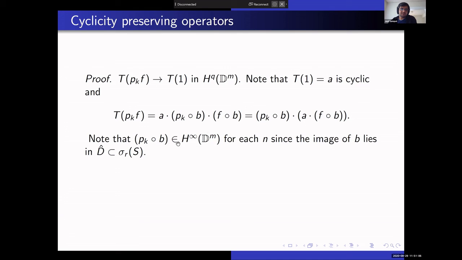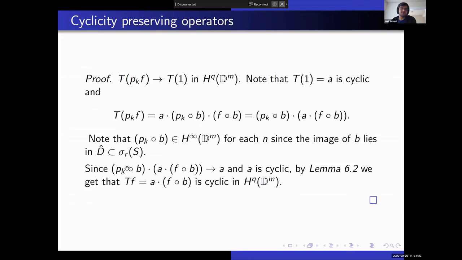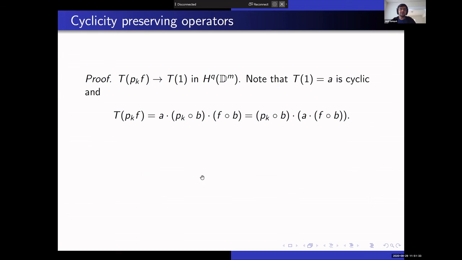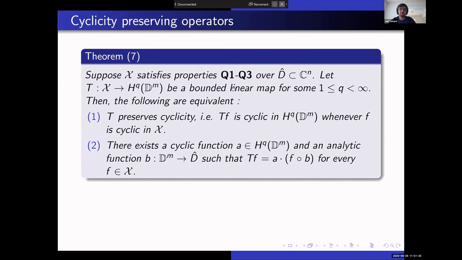And note that pk of B is an H infinity function now for each k, because the image of B lies inside D hat, right? Which is contained inside the right heart spectrum, which is a compact set. So pk of B is a bounded analytic function. So by the previous lemma, pk of B times TF converges to something cyclic. So this function has to be cyclic. Simple as that. So that proves this theorem.